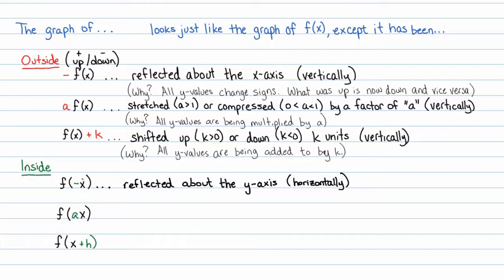Therefore, the graph of f of negative x looks just like the graph of f of x, except it's been reflected about the y-axis, which is a horizontal reflection, or in other words, a left-right reflection. It reflects about left, right.